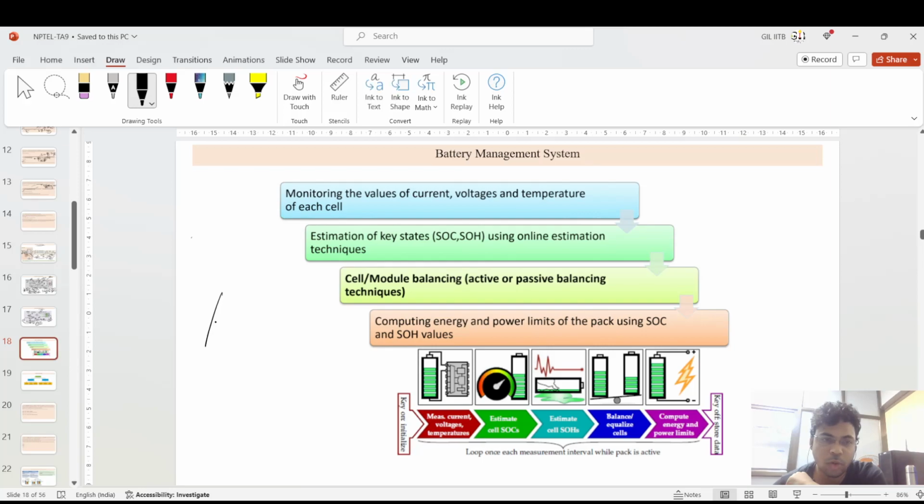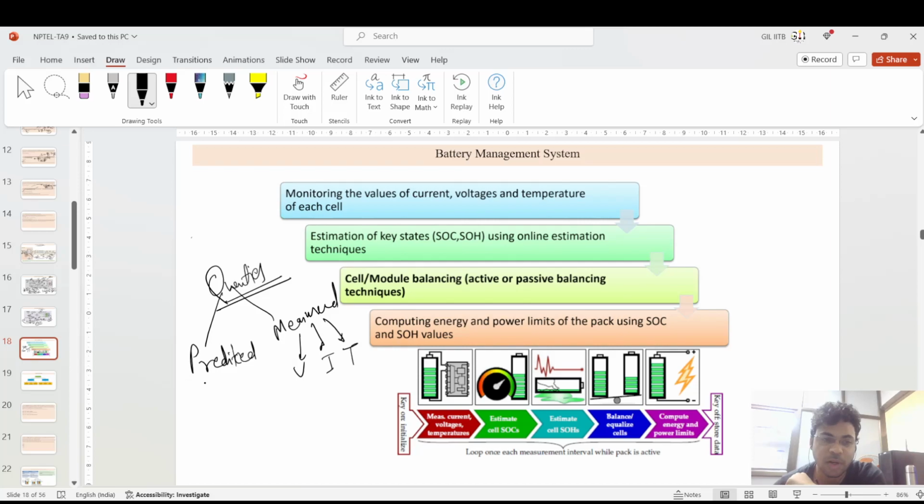So this is the BMS circuit. If you see, in the previous tutorial session, what I explained to you is that there are two quantities. One which is predicted, and one which is actually being measured.